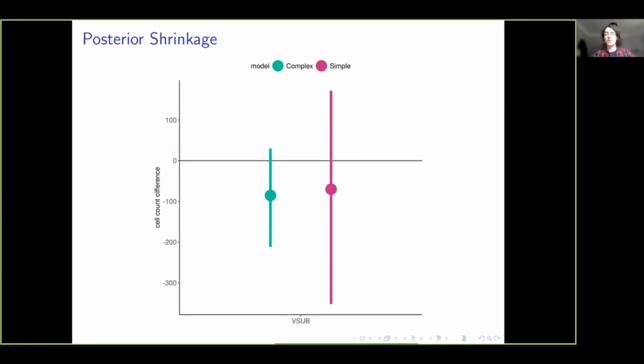This is important because take, for example, the ventral subiculum. For the simpler model, there is large overlap with 0, and it is hard to say if a difference is present or not. However, the shrinkage provided by the hierarchical model is much more supportive of a difference.